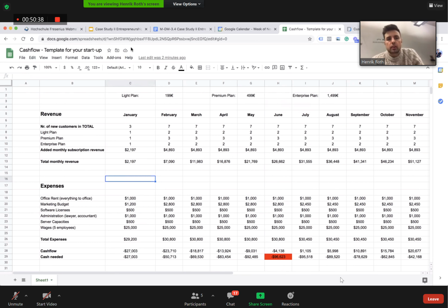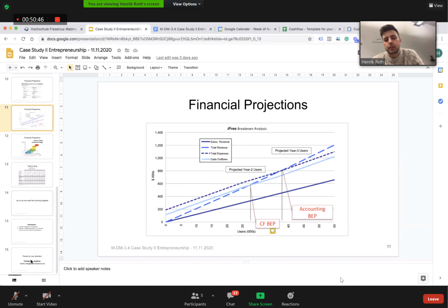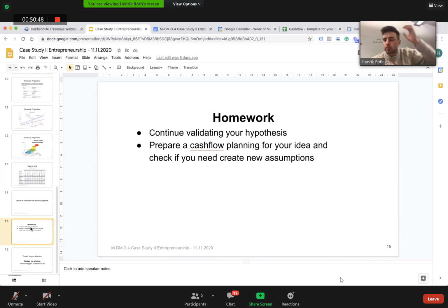And please, test it out for yourself. Test it out with your assumptions. I think you all have different business models, so it will be interesting to see what kind of revenue streams and what kind of costs each of you have. So please continue validating your hypothesis and prepare such a cash flow Excel file. This will also be part of your project report in January. So the more you do already now, the less you have to do later.